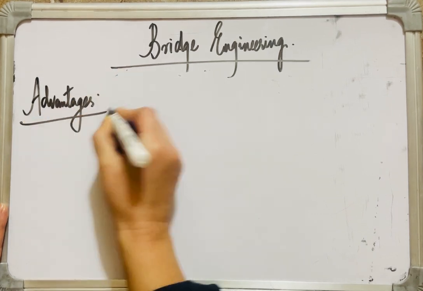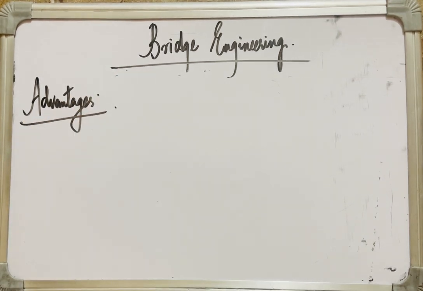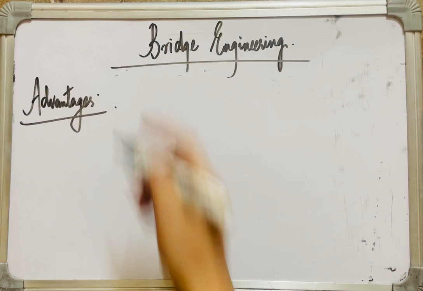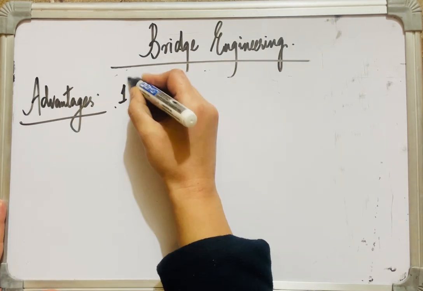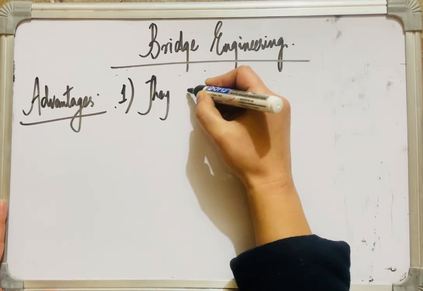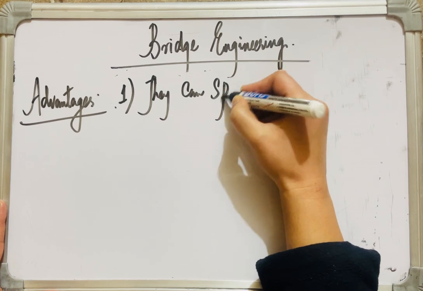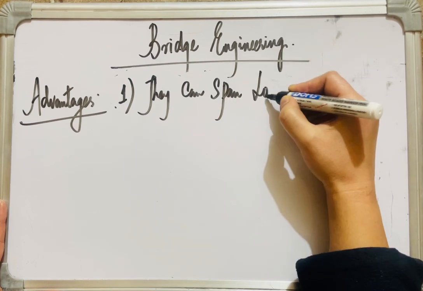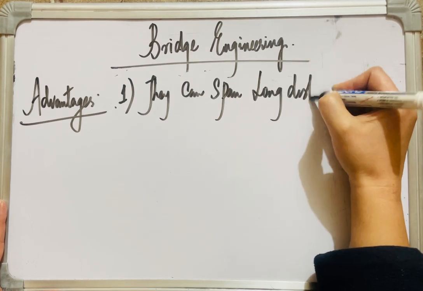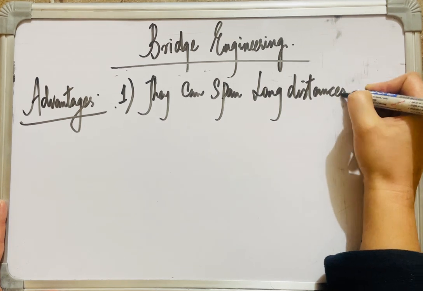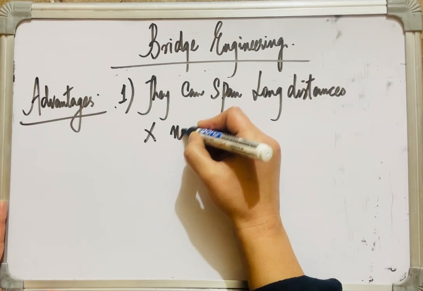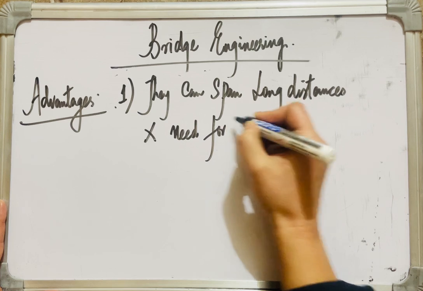The first advantage of these cantilever bridges is that they can span long distances without the need for piers in the middle.